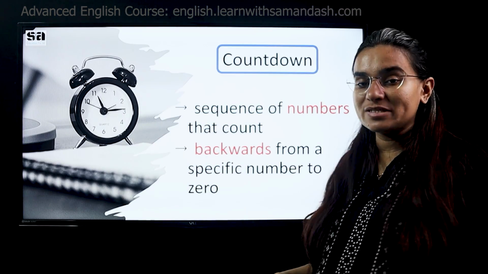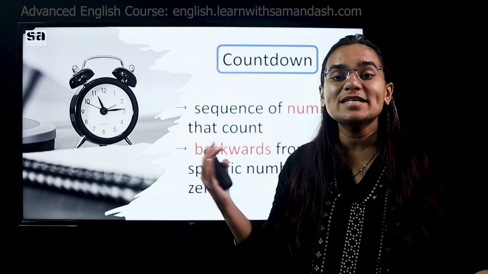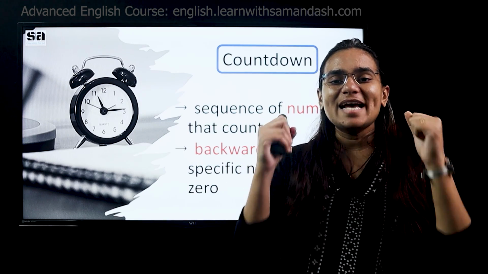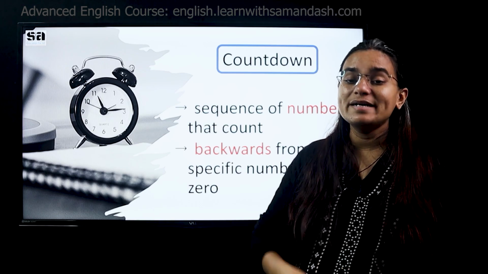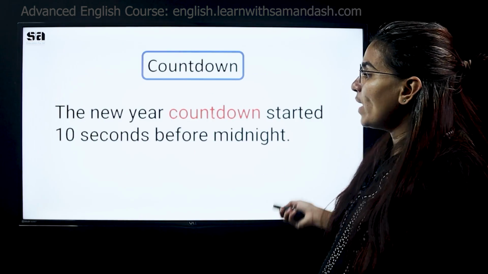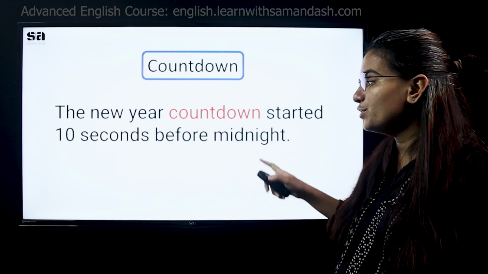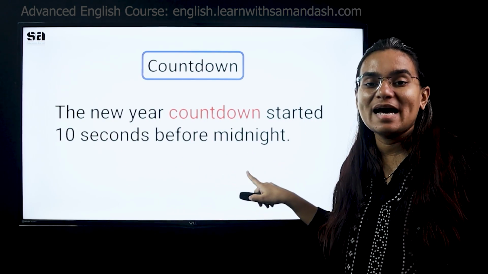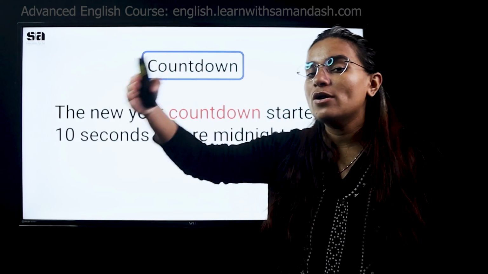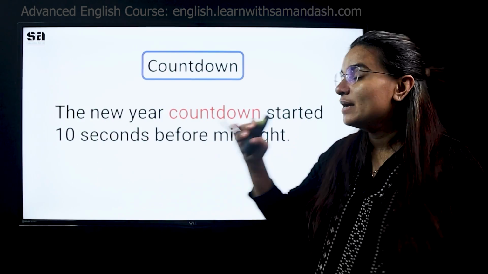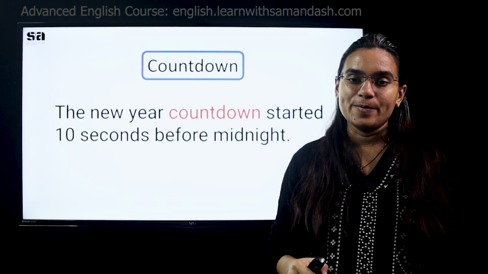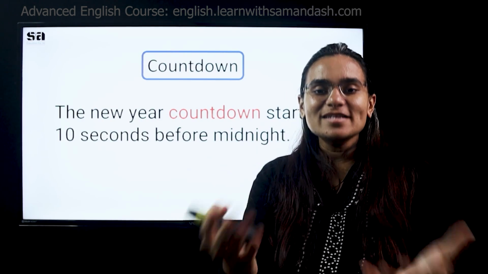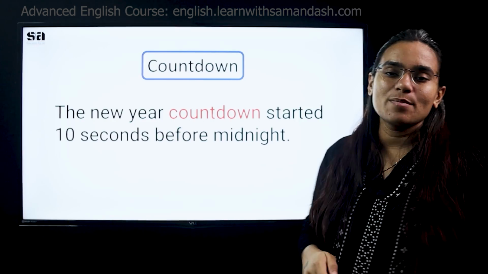Now, if you have to tell somebody, let's start the countdown for New Year, you can also say that we are only 10 seconds away from the countdown to New Year. Different sentences can be used. One example I have on my screen related to New Year: the New Year countdown started 10 seconds before midnight. That means before 12 a.m. in the morning, we started the countdown to celebrate New Year. Everyone, let's get together and start the countdown for New Year. This is another sentence that you can use when you're talking about New Year.